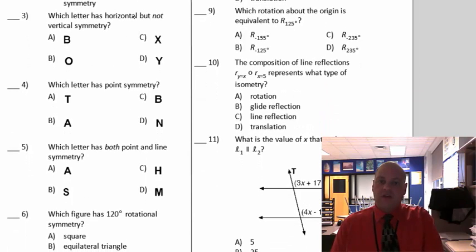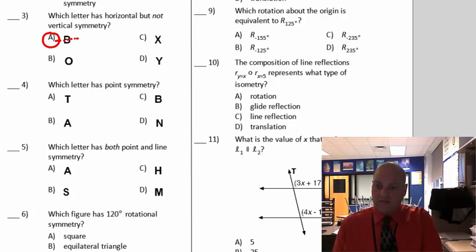Which letter has horizontal but not vertical symmetry? Horizontal is this way, vertical is up and down, right? So horizontal only would be the B. B has horizontal and it does not have vertical, so that would be A.